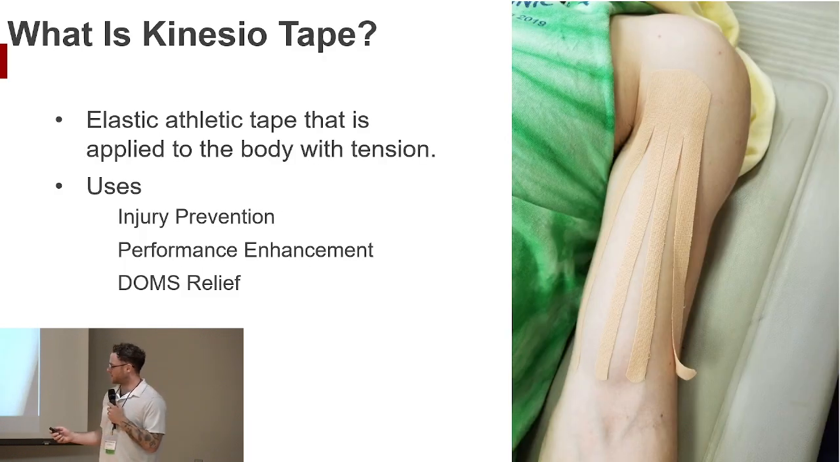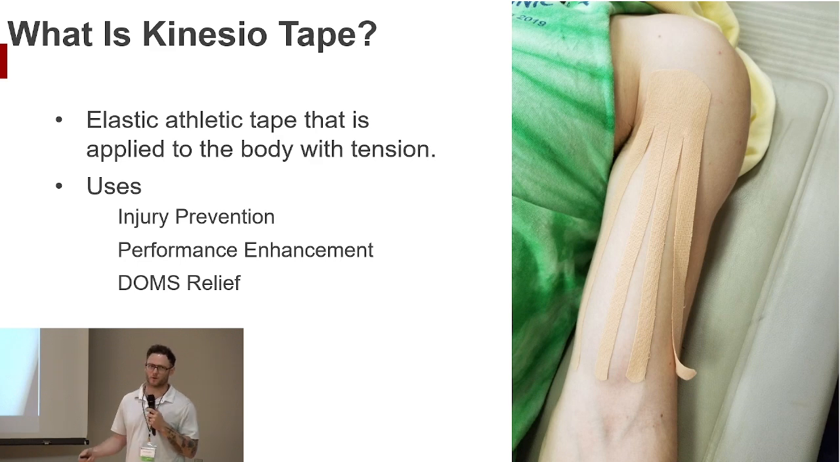And if some of you don't know what kinesiotape is, on the right here we have an image. This is what we do in the lab. We apply it over the non-dominant biceps muscle with tension, and it's cut in these specific strips by yours truly, Dr. Nagel over there. It is basically just an elastic athletic tape that is applied over the skin with tension, and people often use it for performance enhancement, injury prevention, and DOMS.